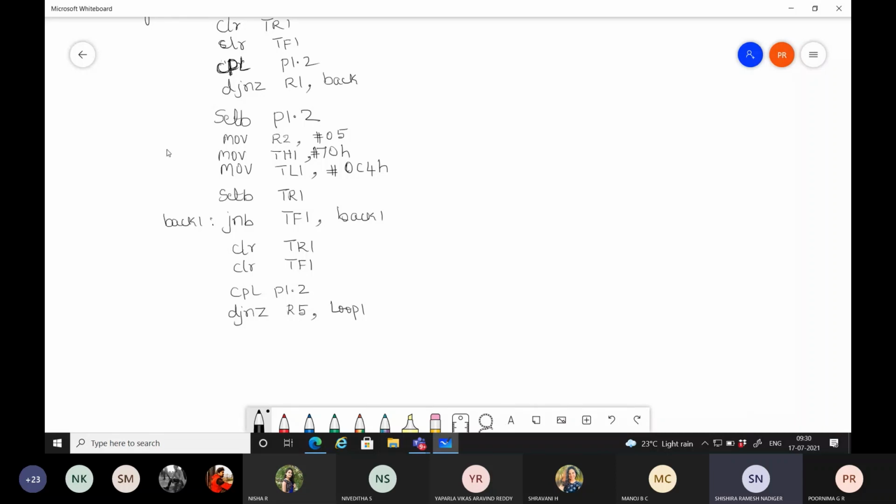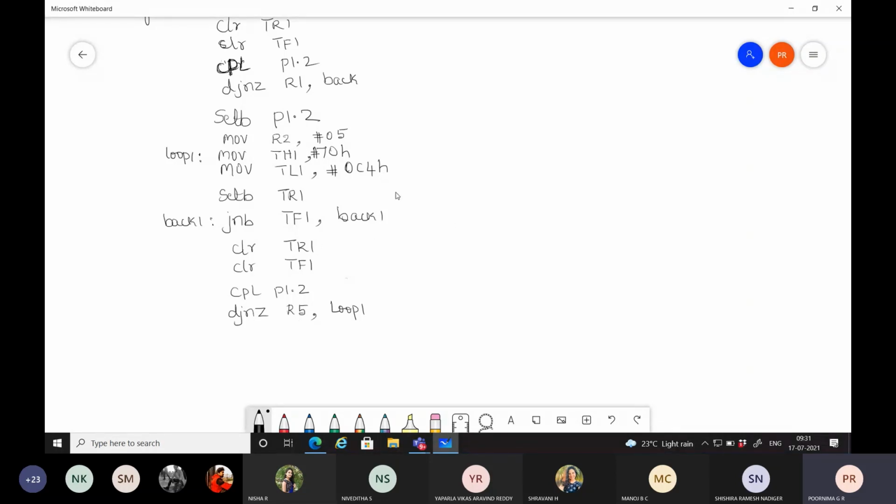So set B, TR? No. Why do I say so? Because the initial value to be loaded, the 20 milliseconds initial value, has to be loaded again into TH1 and TL1, right? See, when the timer starts, these register contents will start incrementing. When it reaches 0, then only the overflow flag is set. So since again we need to give 20 milliseconds, loop 1 should go to that. This will get repeated 5 times.